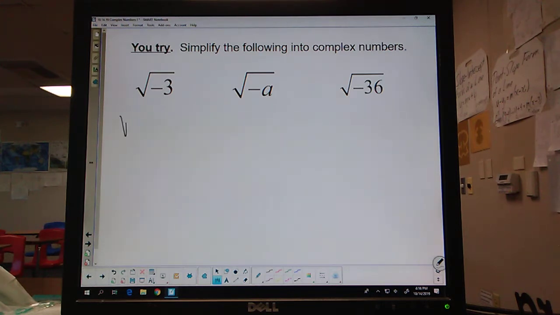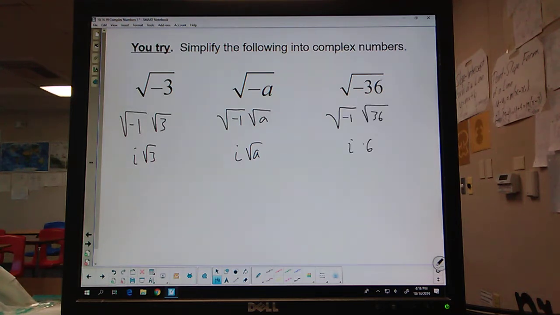Okay, hopefully what you did was break this into -1 times radical 3. That gives you I radical 3. Break this into -1 times radical a. That gives you I radical a. Break this into negative 1 times radical 36. That gives you I times 6.